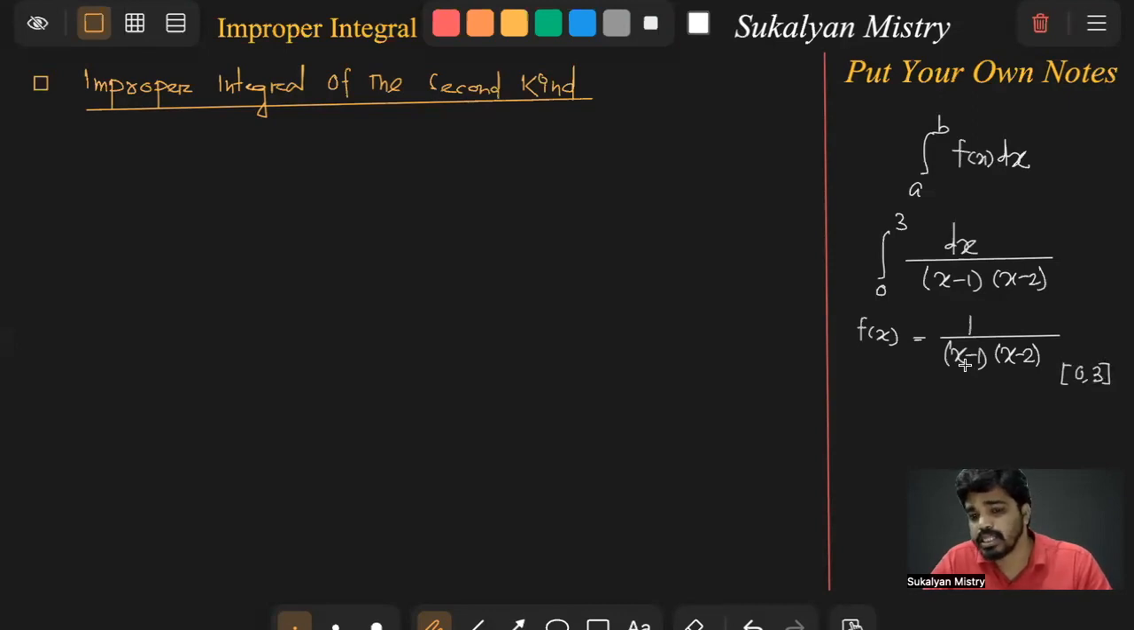See, if you put x is equal to 1, then the function is undefined. If you put x is equal to 2, f(x) is undefined. These two points, 1 and 2, belong to this interval 0 to 3. So we see that this function f(x) is unbounded in this interval, but the range of integration is finite. So this is an improper integral of the second kind.